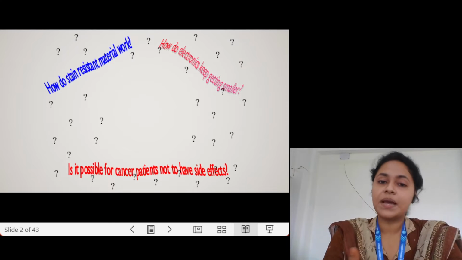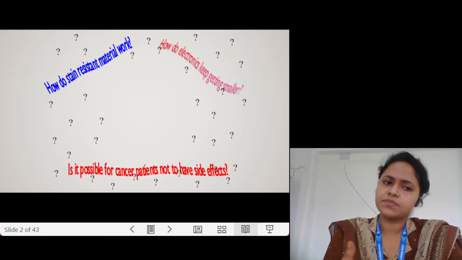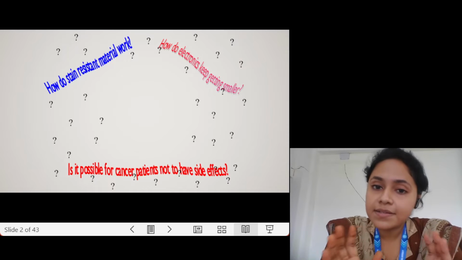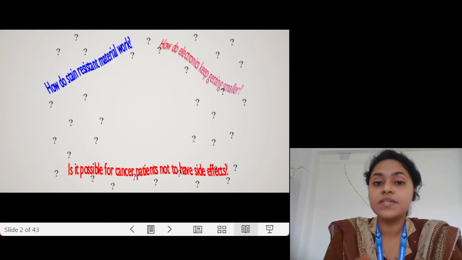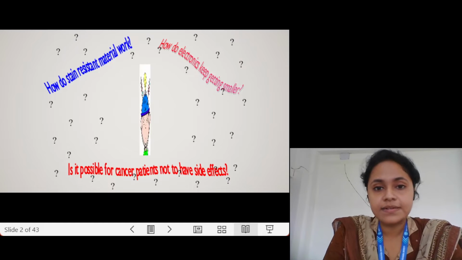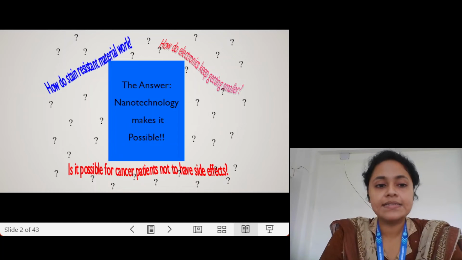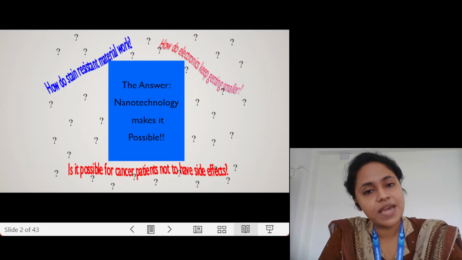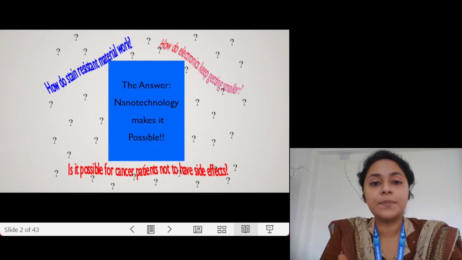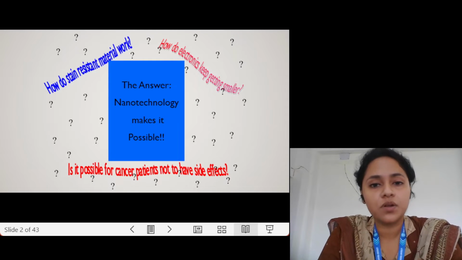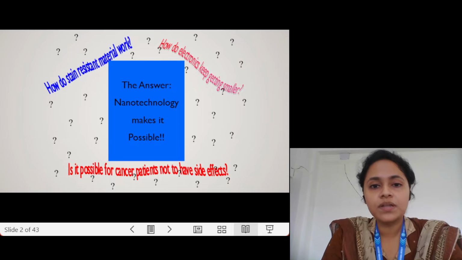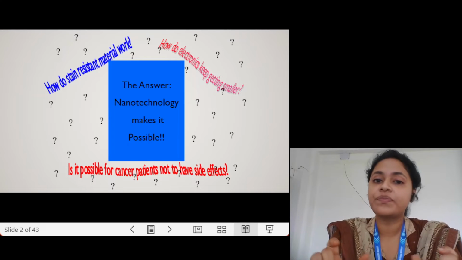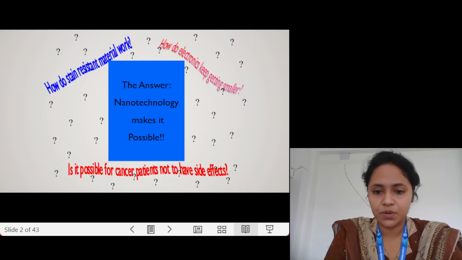Next, from the chemical point of view, how do stain resistant materials work? The answer to all these queries can be given in a simple way: nanotechnology. The answer is nanotechnology. Yes, it is possible by the implementation of nanotechnology. Right? So that's why the subject I have chosen is the interdisciplinarity of nanoscience and nanotechnology.